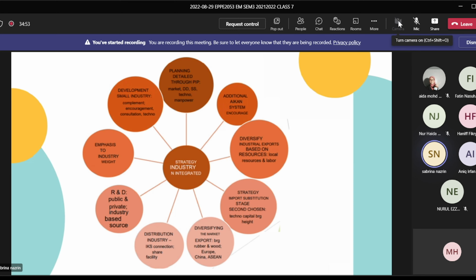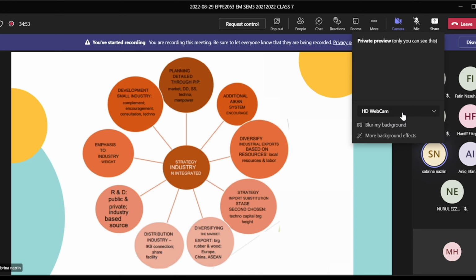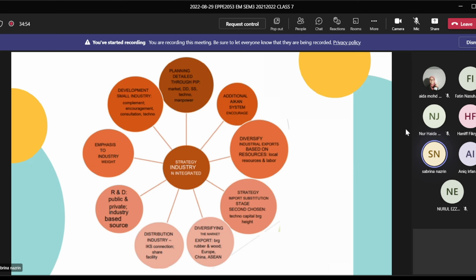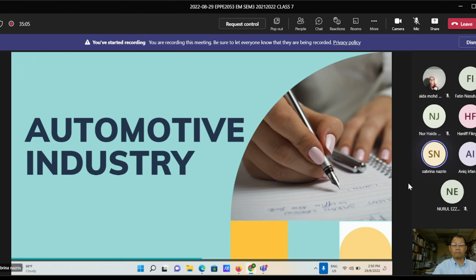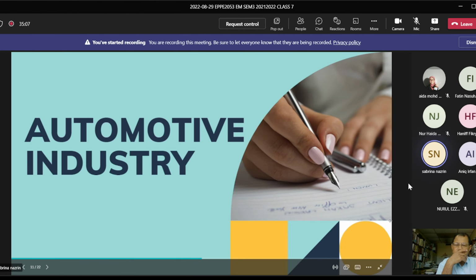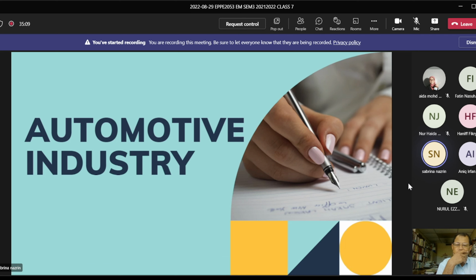Distribution of industry from SME connections and shared facilities. R&D, which is from public and private industry based on the source. Emphasis on industry wages, and the last one is development of small industry, which is complement, encouragement, consultation and technology. For the next slide is about the automotive industry.